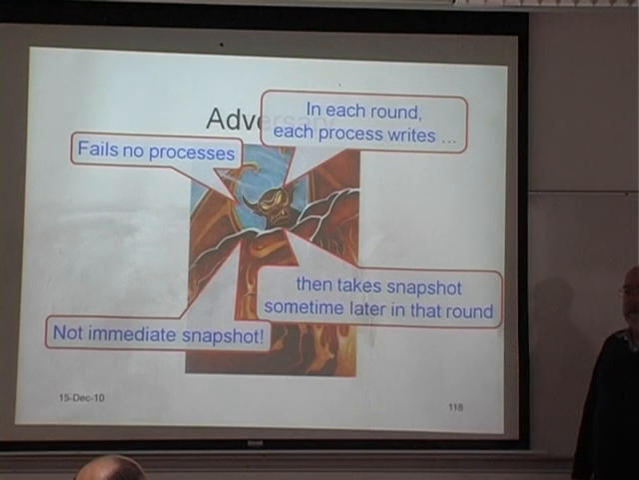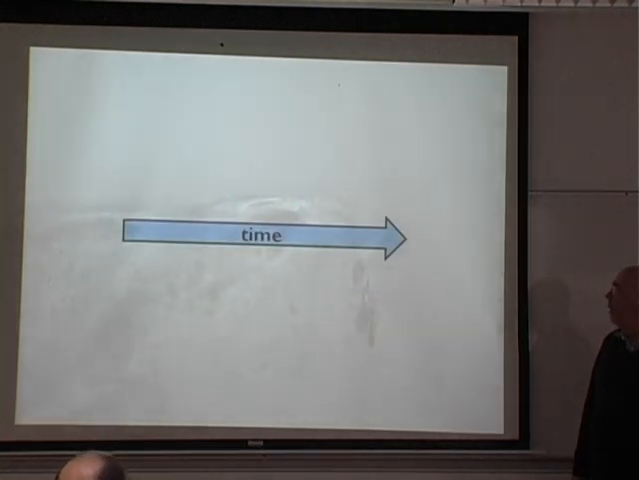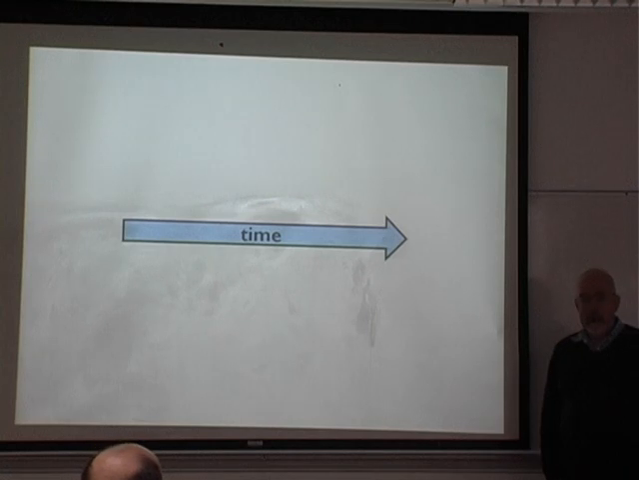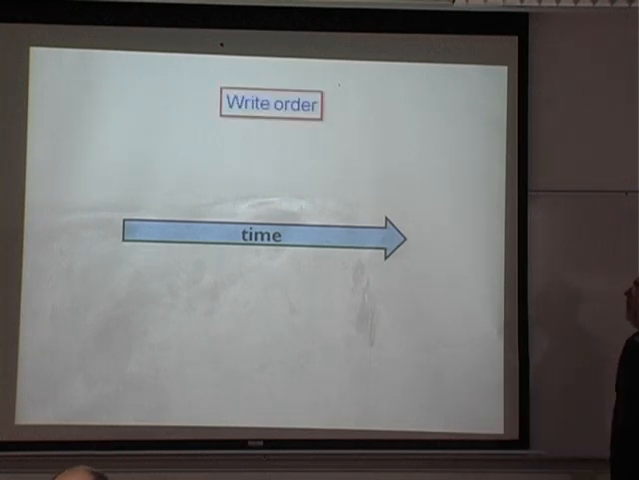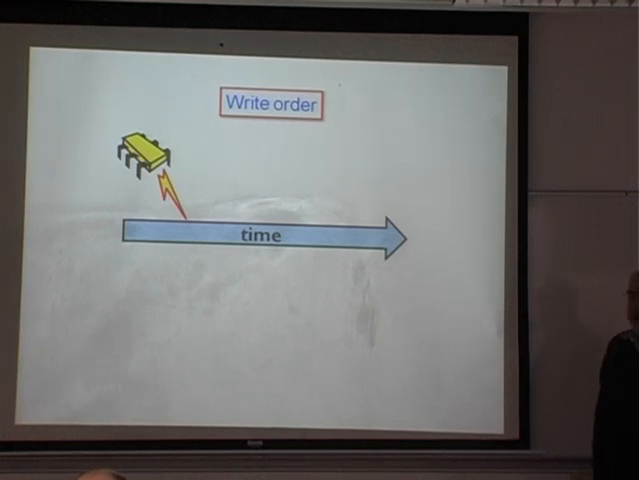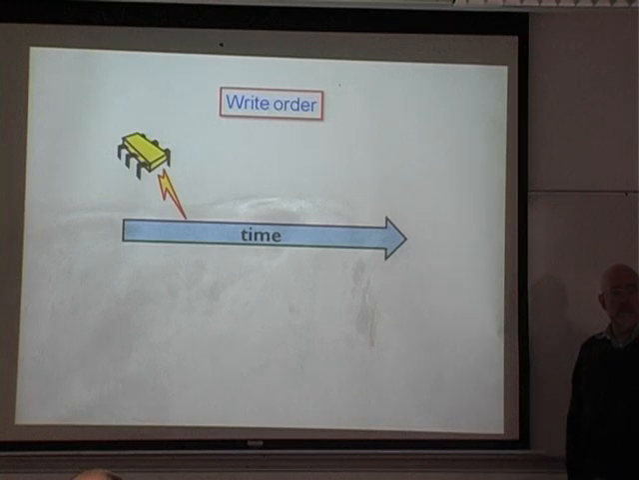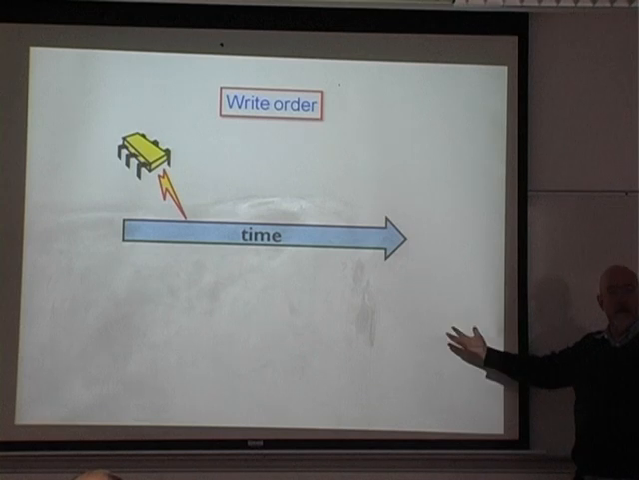So this is not immediate snapshot. Here's a way to think about that. Here we have time, and there's a write order, so that every process writes once. This is a single round. You write once, you take a snapshot, that's it for the round. Then you can go on and do it again on a clean piece of memory for the next round.